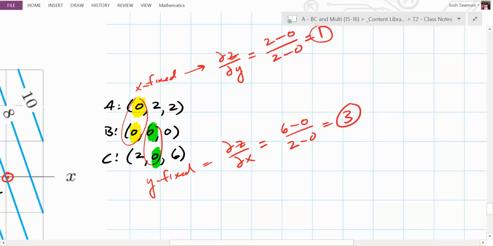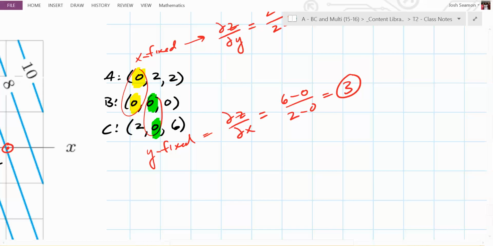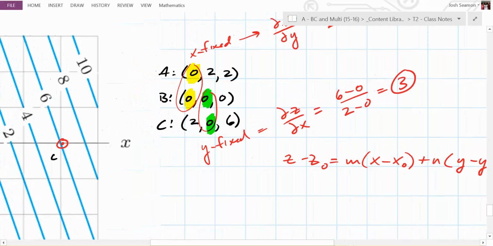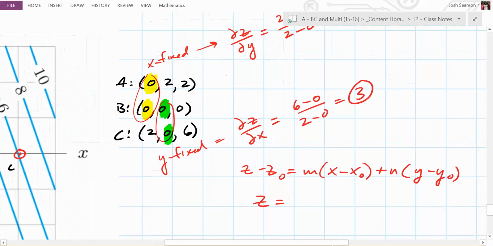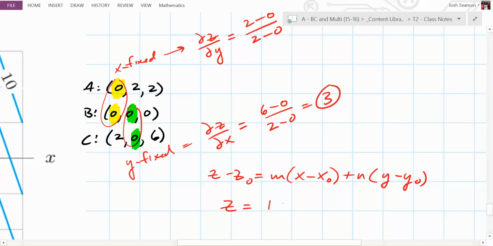That better? Nice. So then you get to pick the point you want. So what's the general equation, though? Z minus z naught is equal to m times x minus x naught plus n times y minus y naught. So what point do you want to use? How about 0, 0, 0? So z is equal to m x plus n y. In this case, m is going to be, was it 1? So it's 1x plus 3y. Oh, the x, I flipped it. Thank you. So it's 3x plus what? Y. Very cool. Nice.